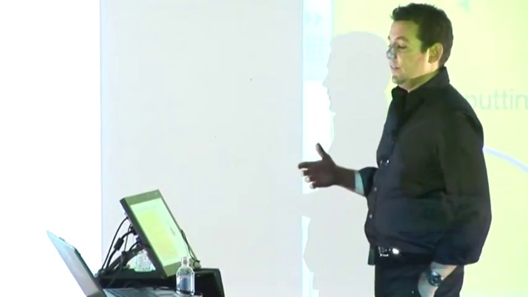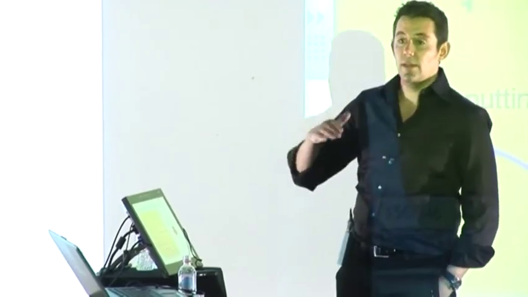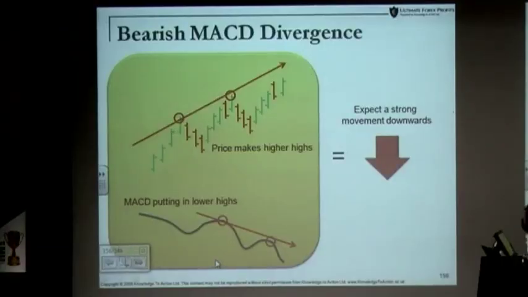This is bearish MACD divergence. Here you've got price. Notice the highs. Price is making higher highs. What is happening with MACD? It's making lower highs. They are in divergence. They're in disagreement with each other. We'd expect a strong movement downwards.